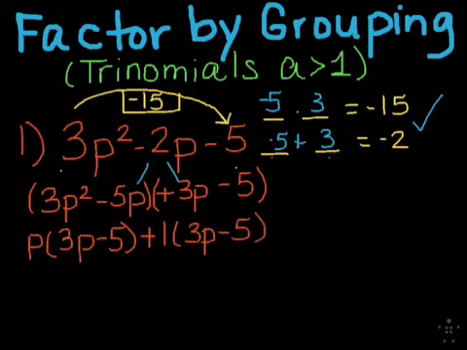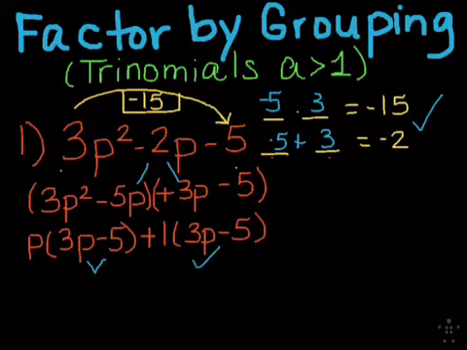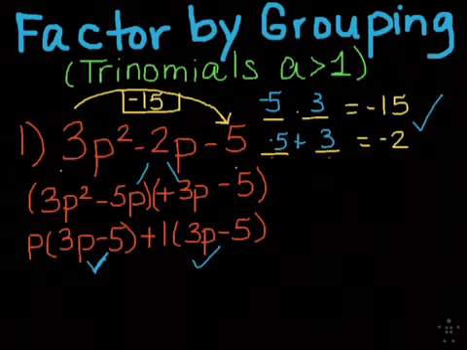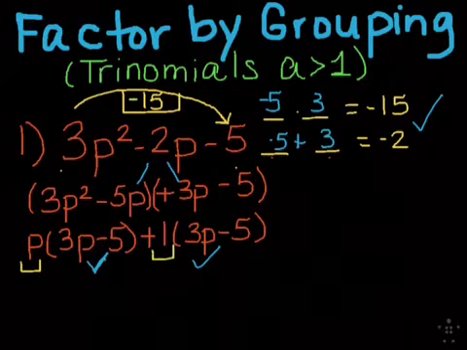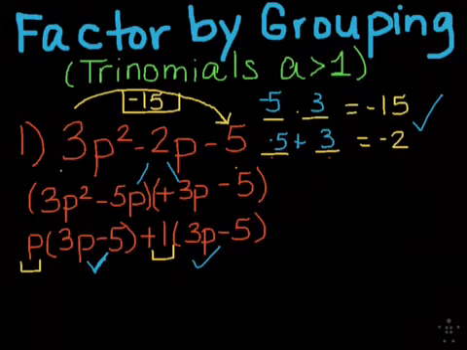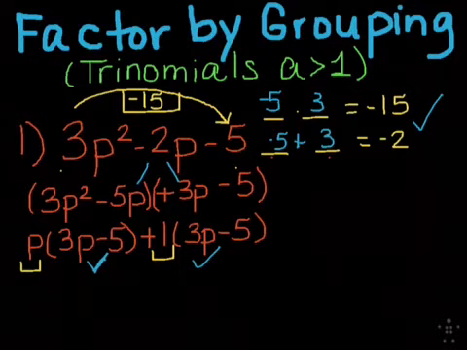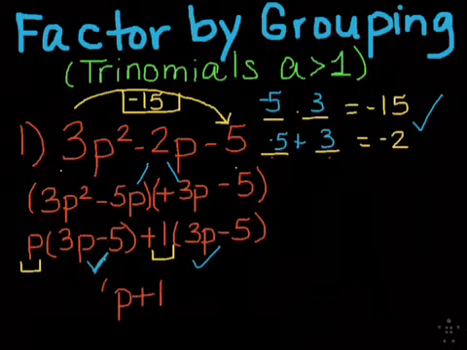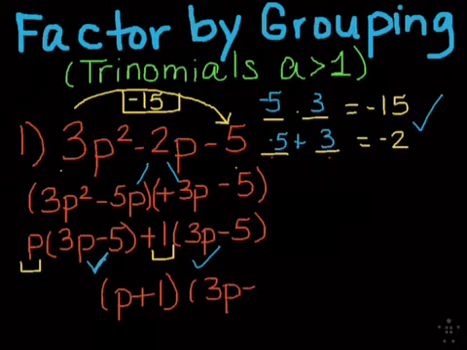Okay, in grouping, we want these sets of parentheses here to be the same. So that's good and that's good. So we know we're right. So our final answer, we put our outsides together in one set of parentheses. And we take just one of the grouped here, the 3p minus 5 and 3p minus 5. So my final answer is going to be p plus 1, and I'm going to take one of these, 3p minus 5.